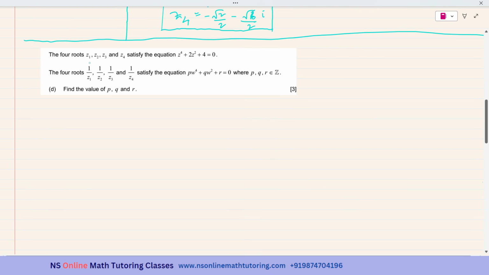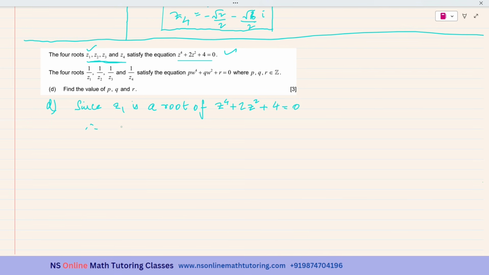Okay. Now, since all of these 4 roots are the solutions to this equation, I can take any of these 4 roots. Let me take Z1. So if I take Z1, it will be satisfying this equation. So this is subpart D. Since Z1 is a root of z to the power of 4 plus 2z squared plus 4 equal to 0.